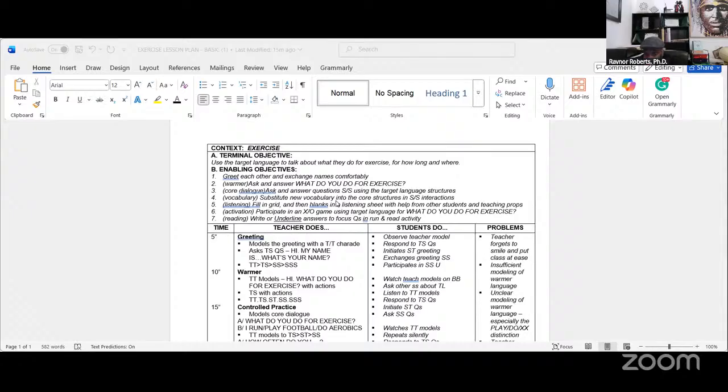For instance, I can look at them underline, right? I can watch them participate. I can see that they're filling in the grids. I can hear them substituting new language. I can hear them and see them ask and answer questions, what do you do for exercise? I can hear them and see them greet each other.